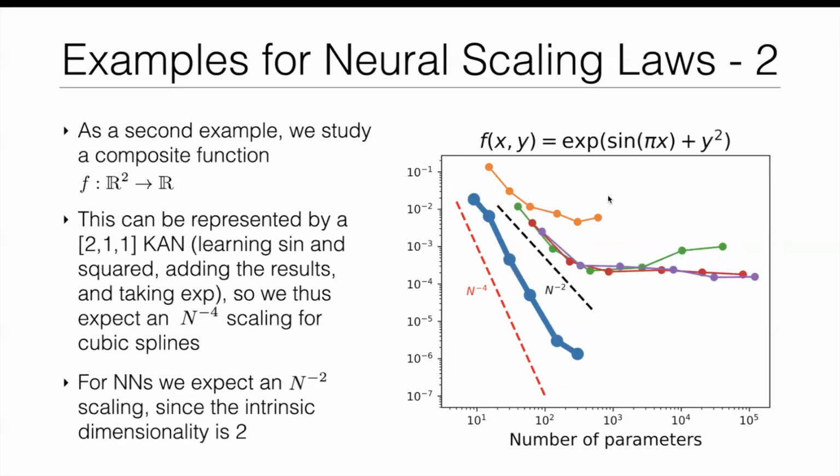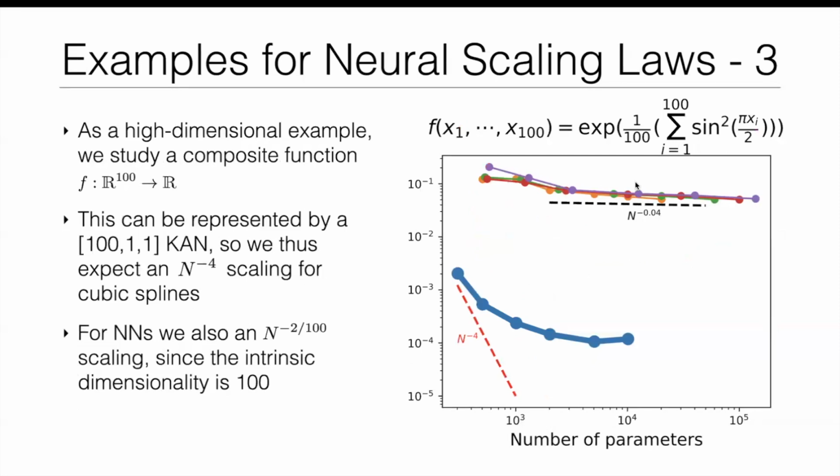As a second example, we can take something that has an intrinsic dimensionality of 2, because I just have independent x and y. This is the function that we looked at previously, e to the sine of pi x plus y squared. For the neural networks, we would expect this n to the minus 2 scaling, which is followed here, and then at some point it flattens out. For the KAN, we would expect this n to the minus 4 scaling again, because it's again just a cubic spline, and you see this is followed over some range of parameters rather nicely. It will flatten out, but it's flattening out later, meaning at much smaller loss than the different layer MLPs.